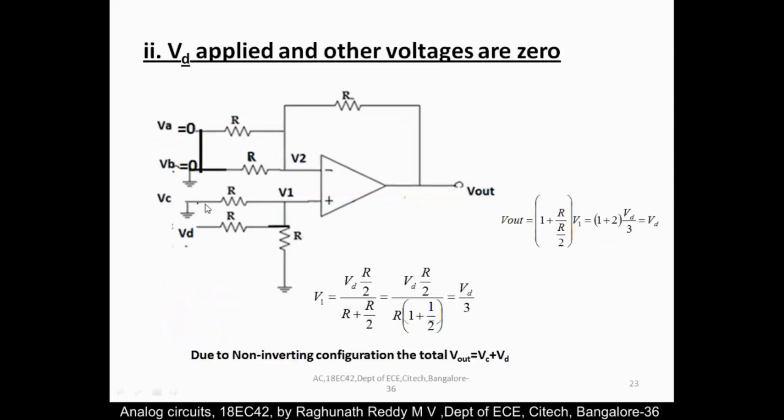Next, VD is applied. I am going to make VC 0 so that VD is applied. The actual input voltage applied to the non-inverting terminal, V1, equal to VD into R by 2 divided by R plus R by 2, so VD by 3. V out equal to 1 plus R divided by R by 2, into V1. V1 is VD by 3, the 3 will get cancelled, VD. Due to the non-inverting configuration, the total output voltage equal to VC plus VD.